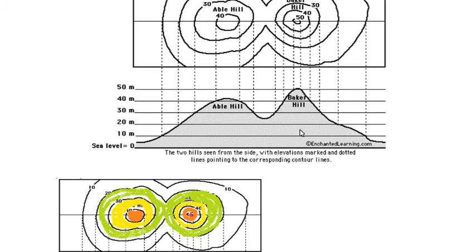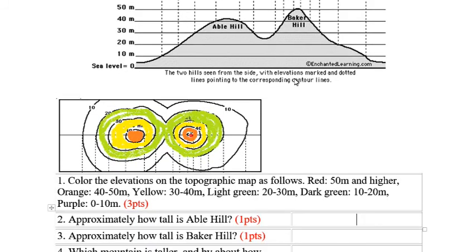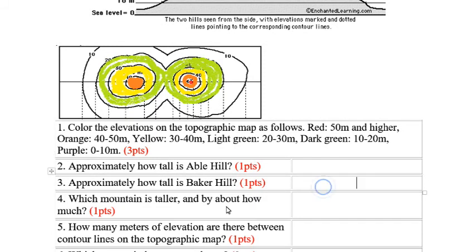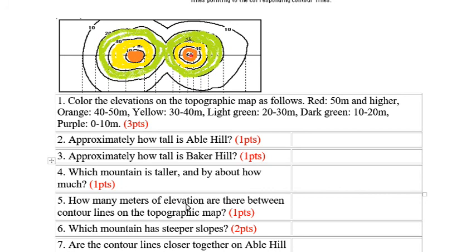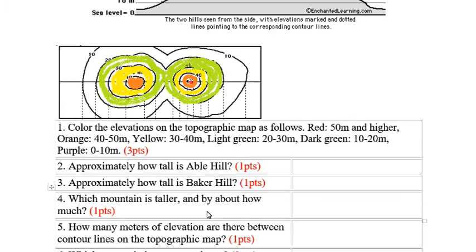You do the same thing for Baker Hill. Seems to be higher, right? So look how tall it is. You estimate it here, probably a little higher than 50 meters, because we put some color in there, right? We said there's something above that line. You write that value in here. Which mountain is taller? I think you can figure that out now, and by how much you're gonna subtract the two values.